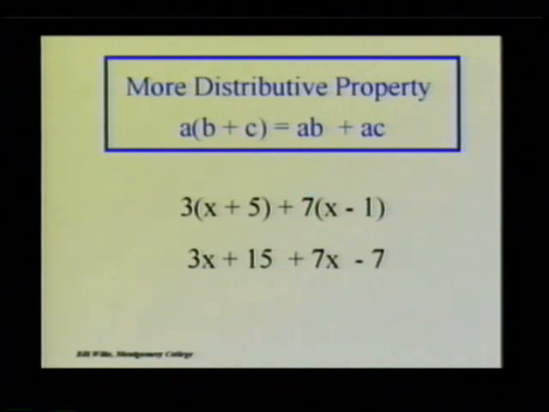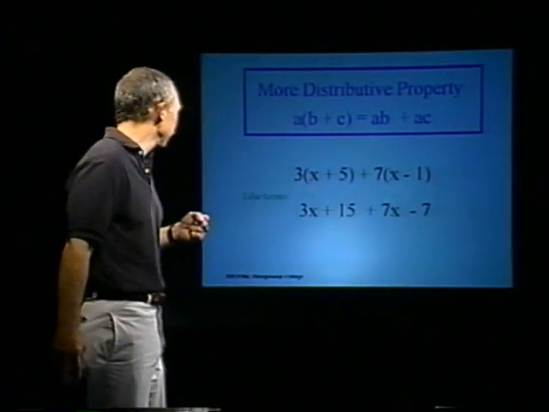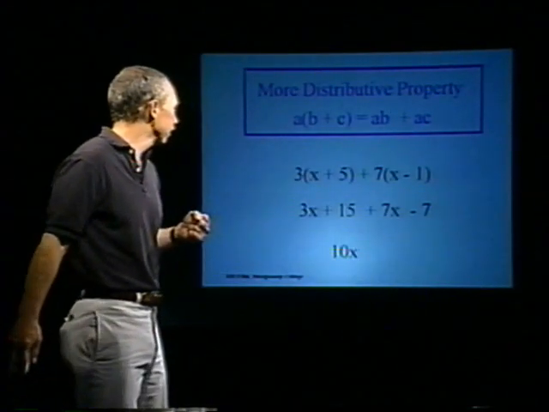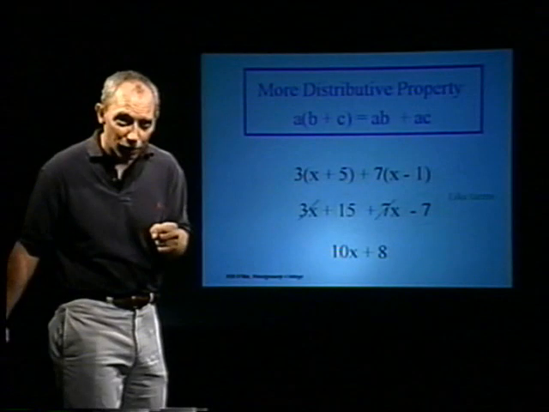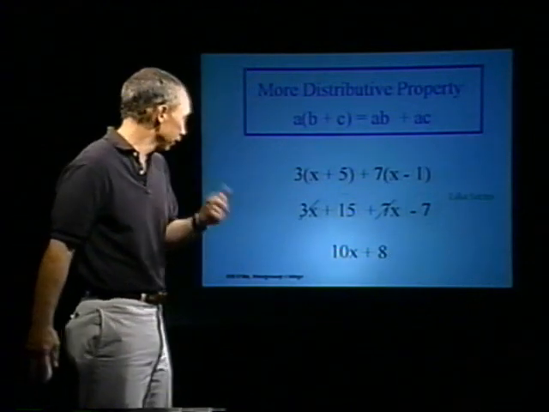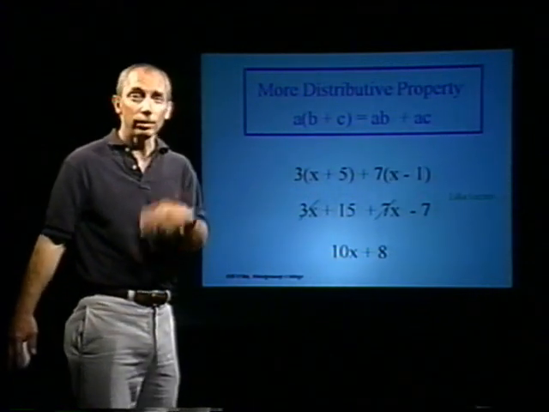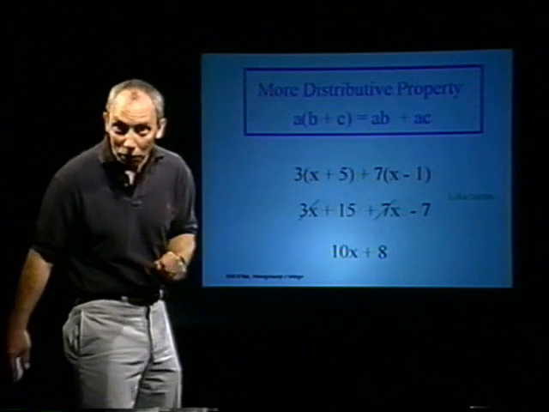And now, at this point, I can add like terms. I hope by now you get the idea of like terms. The 3x and the 7x will become 10x, and the 15 and the minus 7 become a plus 8. Now you can think of that minus 7, by the way, as either a negative, 15 and negative 7, or a subtraction. Either way, but not both.